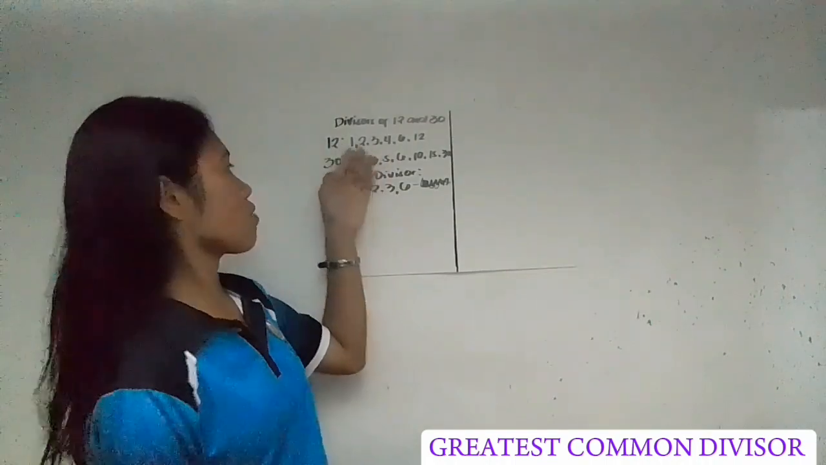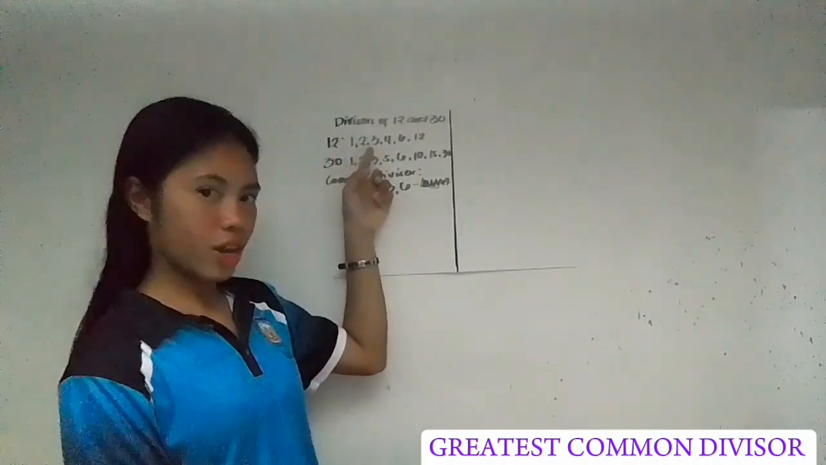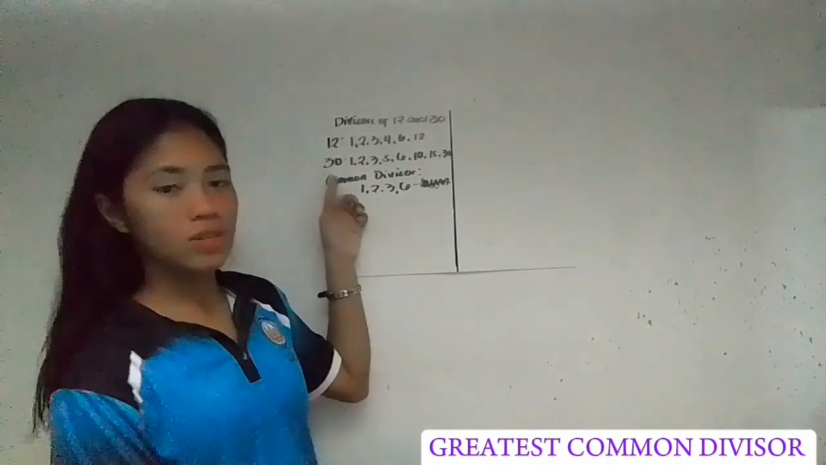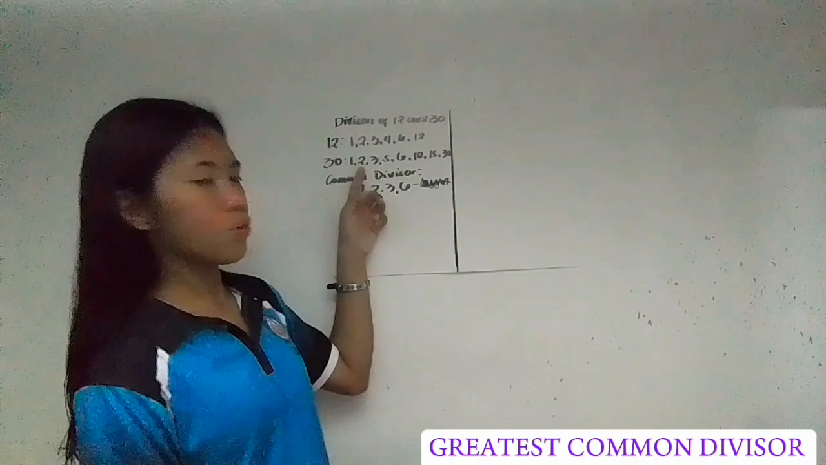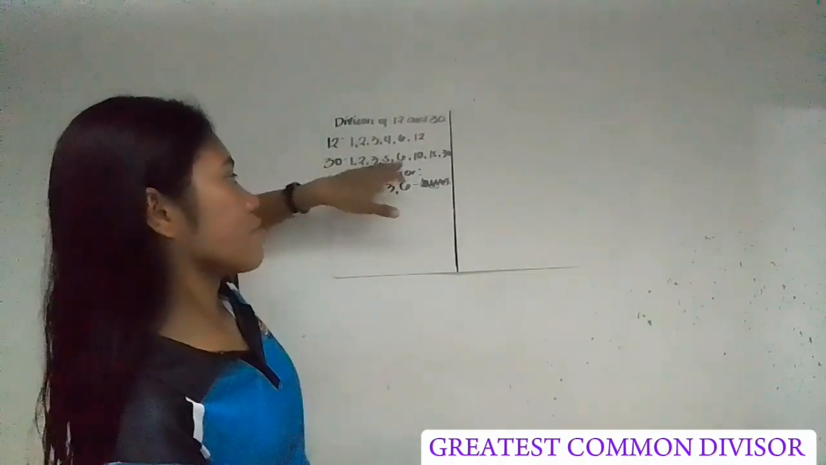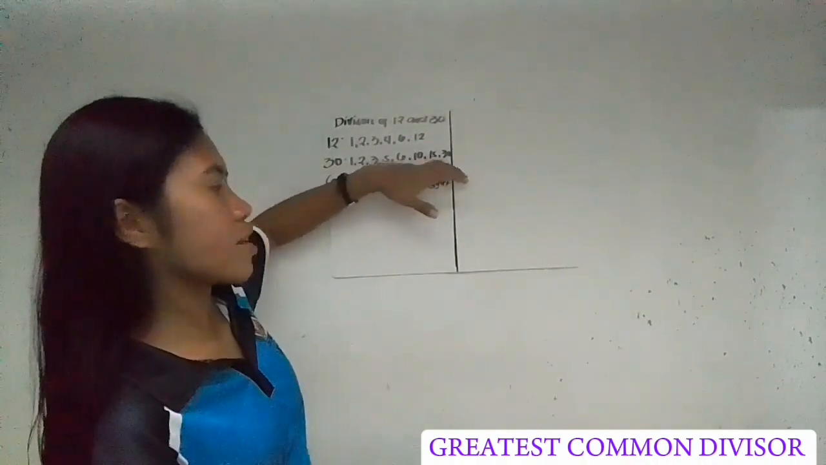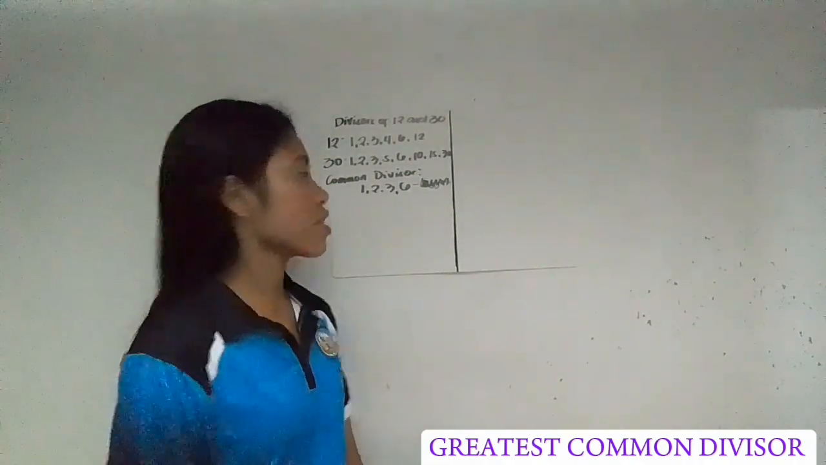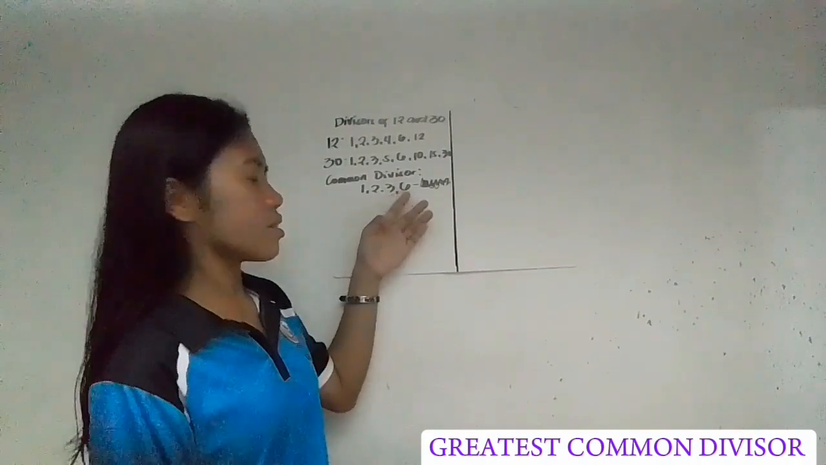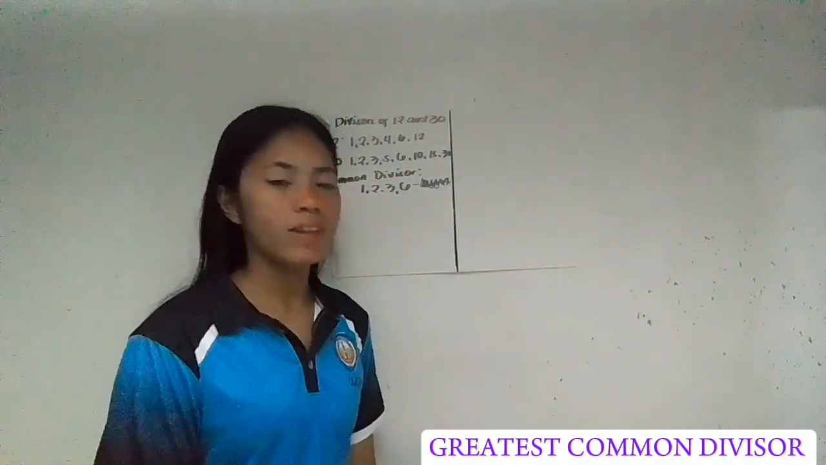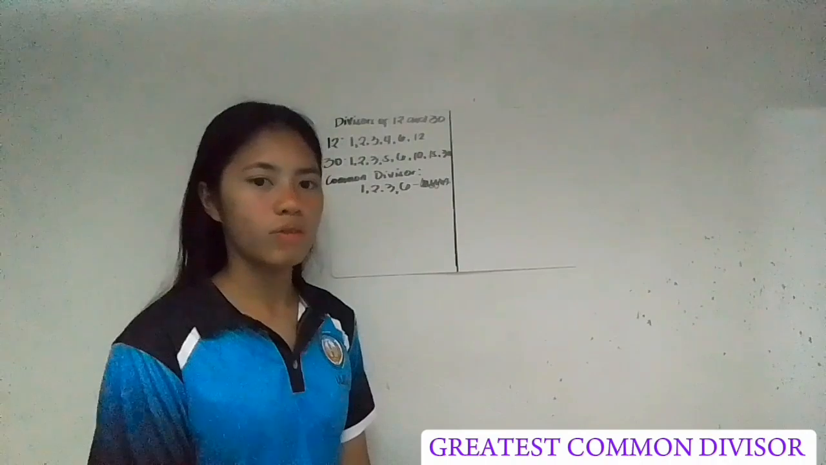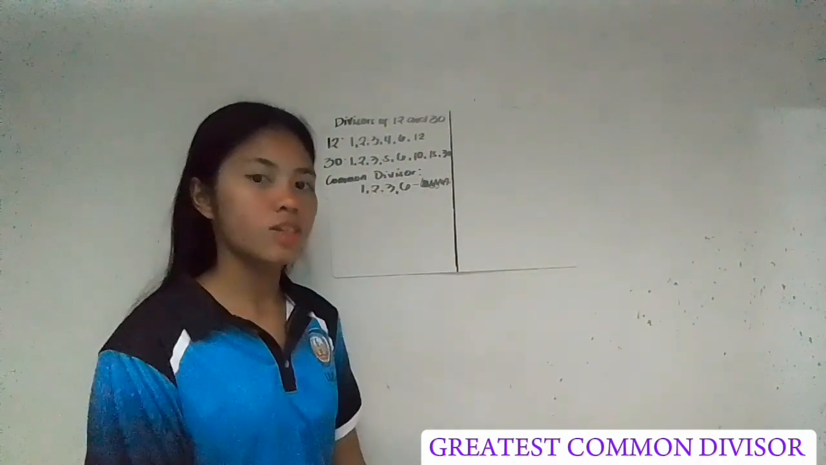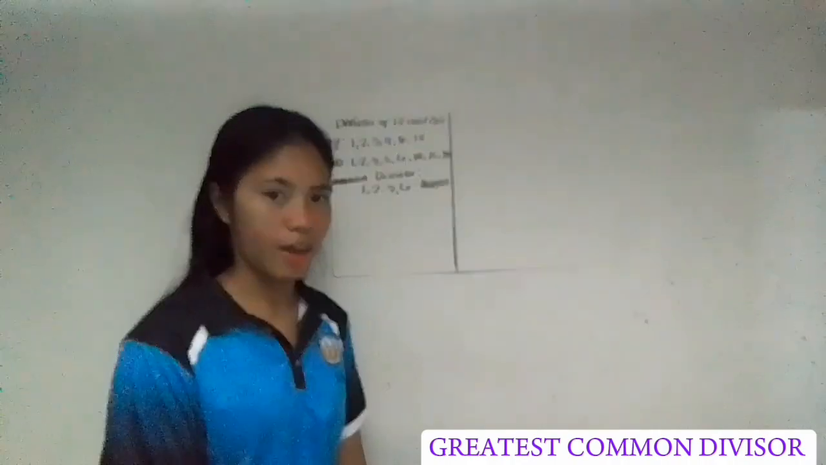So the divisors of 12 are 1, 2, 3, 4, 6, and 12. And the divisors of 30 are 1, 2, 3, 5, 6, 10, 15, and 30. So the common divisors of 12 and 30 are 1, 2, 3, and 6. Since we want to find the greatest common divisor of 12 and 30, we have here the 6, which is the greatest common divisor of 12 and 30.